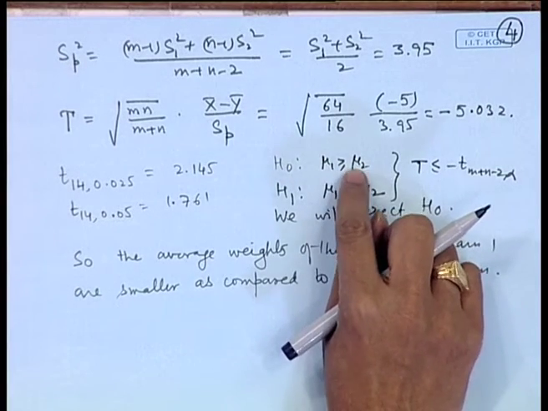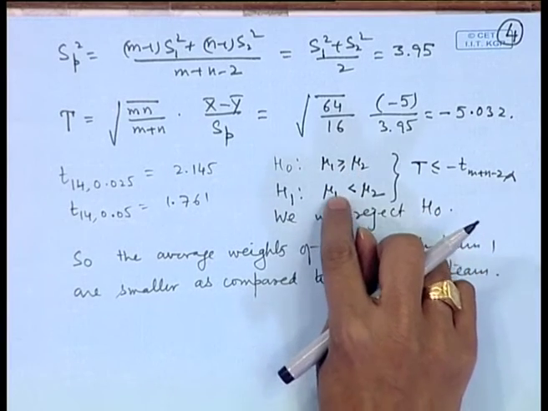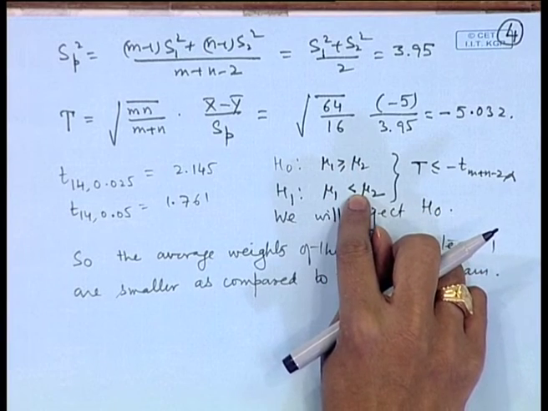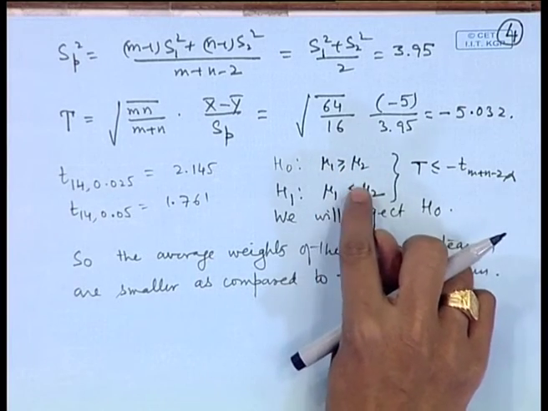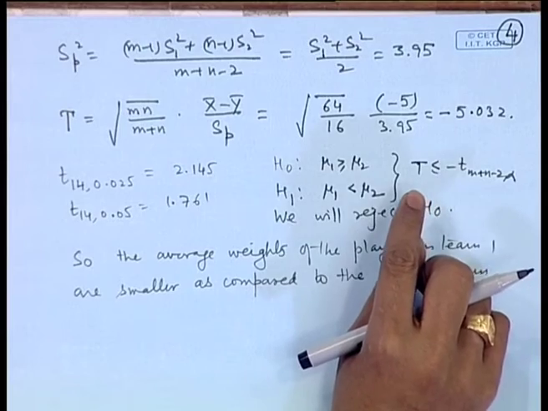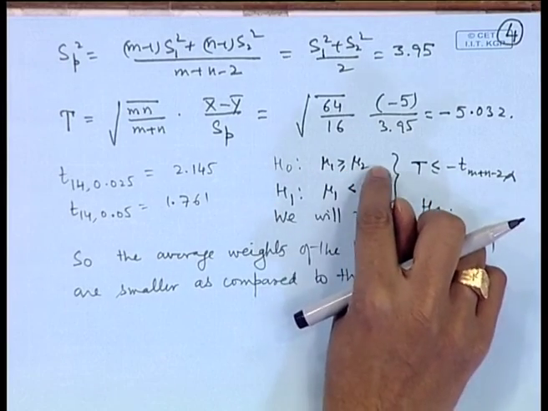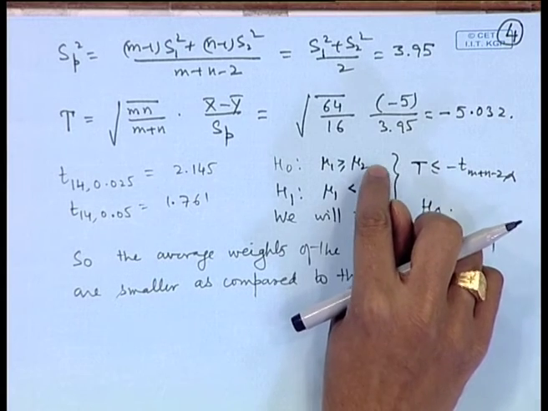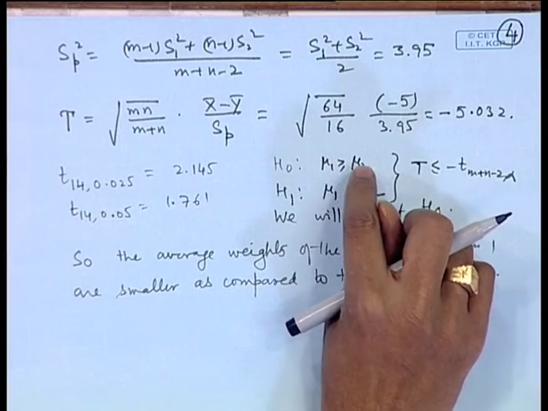If we had reversed this hypothesis, suppose I put mu 1 is less than or equal to mu 2 here and mu 1 greater than mu 2, then we cannot reject H naught. So, that means we are actually supporting mu 1 is less than or equal to mu 2 here. And of course, the hypothesis of equality is also rejected here. Therefore, we should say that mu 1 is greater than mu 2, because equality is also ruled out.